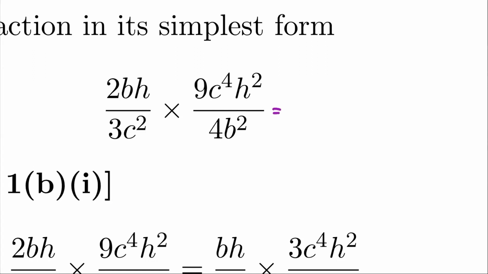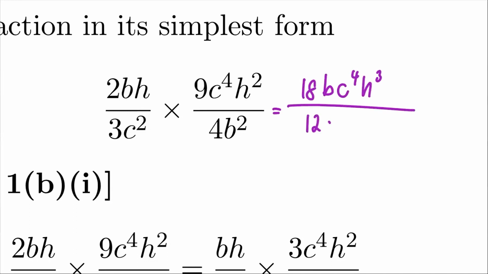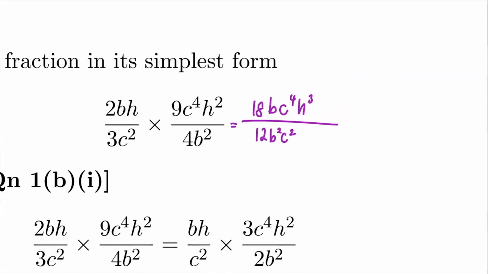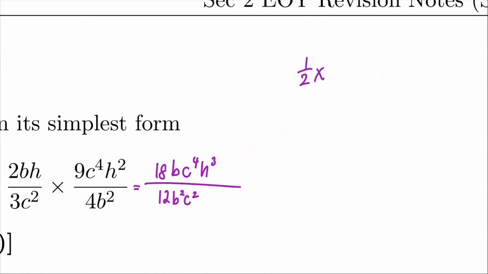We multiply first. So for example, 18bc4h3 divided by 12b²c². Understand? So take the top, multiply with the top. Take the bottom, multiply with the bottom. Do not cross multiply. That's very strange. It's top times top, bottom times bottom. If you forget, we go back to primary school and we think half times 3/5. What's the answer? 3/10. Correct? How? 1 times 3, 2 times 5. So just remember like that.